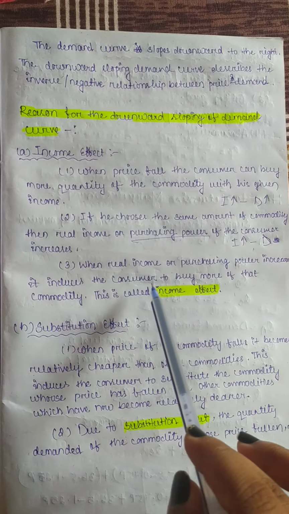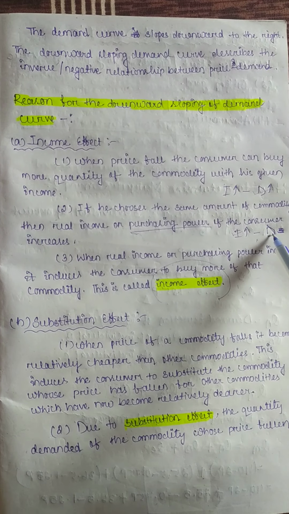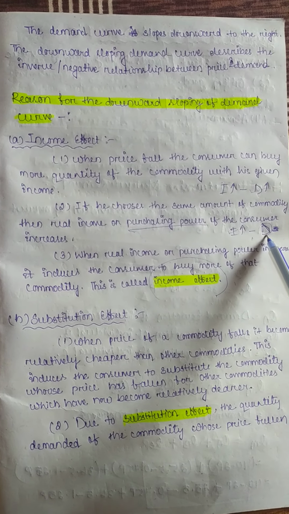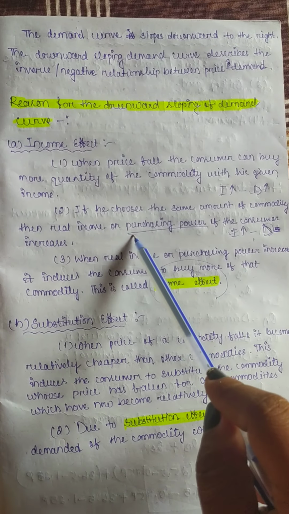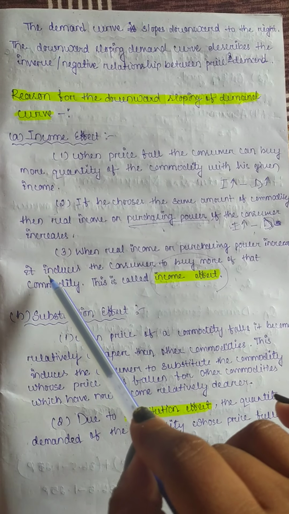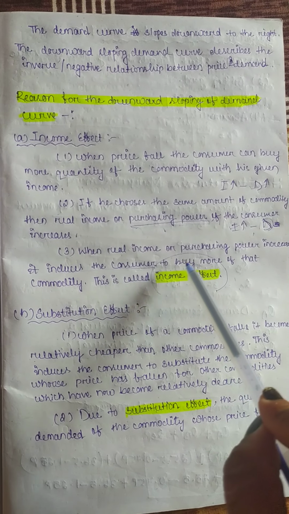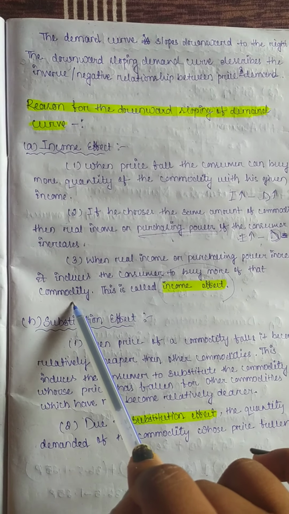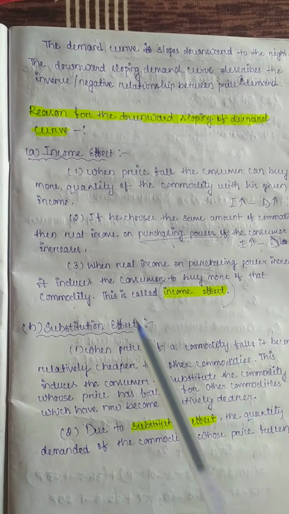That means if income increases, demand obviously increases. But if income increases and the consumer does not change his demanded units, then his purchasing power increases. When purchasing power increases, that indirectly induces the consumer to buy more of that commodity. This is called the income effect.